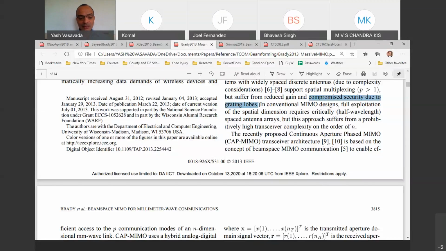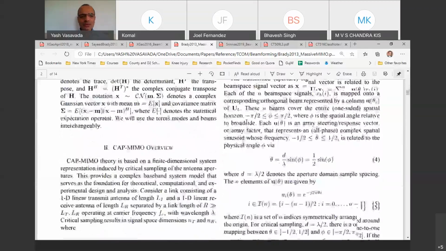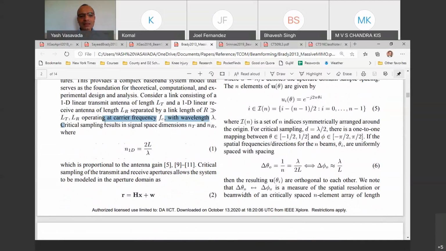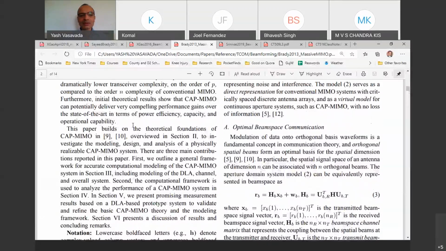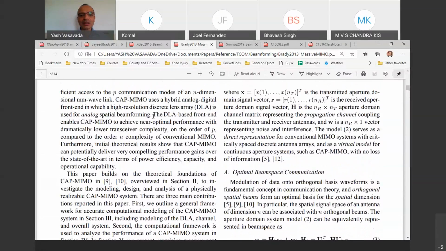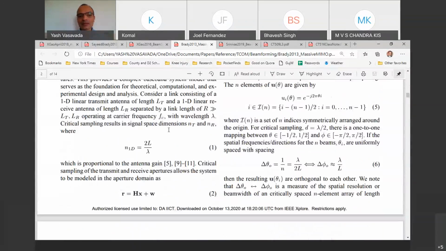Some malicious interferer can create some security hazard. But even otherwise, if there is no security issue, there is going to be a lot of interference. And this equation 1 says that, at least in the theory, by making the number of dimensions of what they're calling the cap dish, after it is converted to discrete manner by this discrete lens array, that grating lob concern is not there.